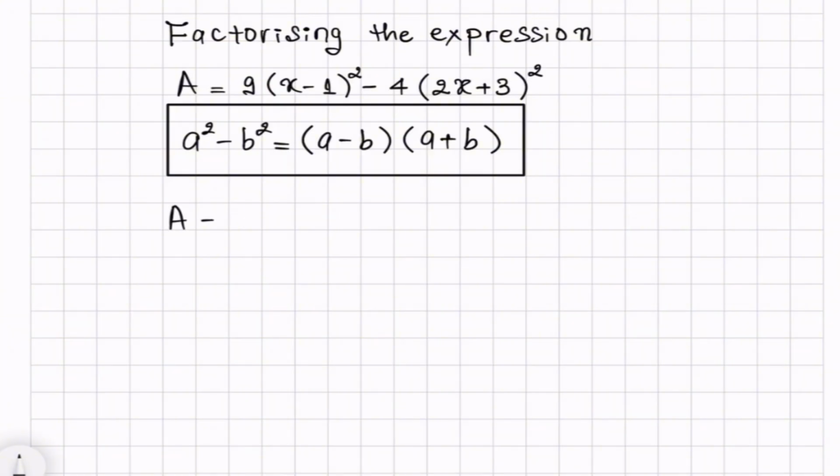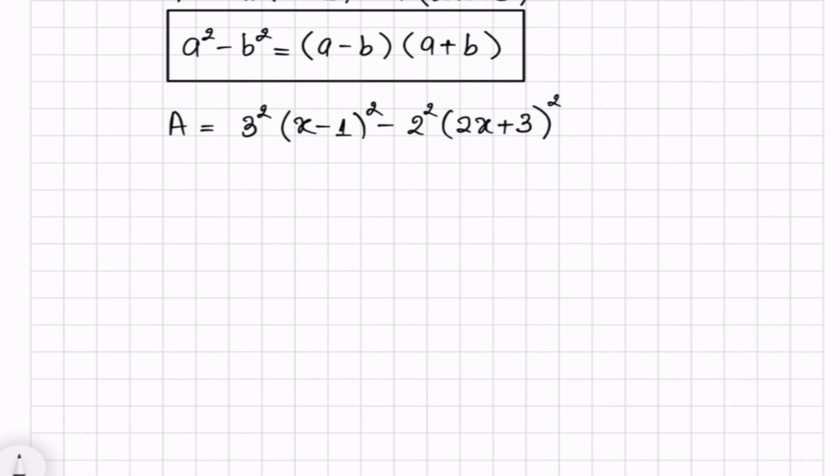Our question is: 9 can be written as 3 squared times (x minus 1) squared, minus 4 which can be written as 2 squared times (2x plus 3) squared. So the first term can be written as 3 times (x minus 1), all squared, and the second term can be written as 2 times (2x plus 3), all squared.